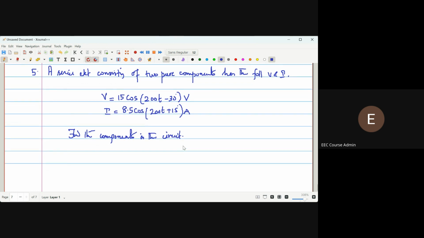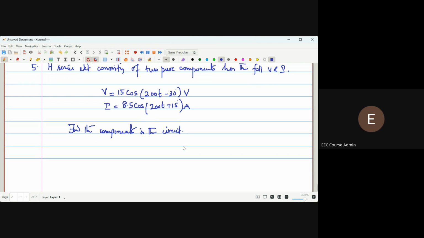A series circuit consisting of two pure components has the following voltage and current expressions. Find the components in the circuit. We had done a similar question in the assignment.